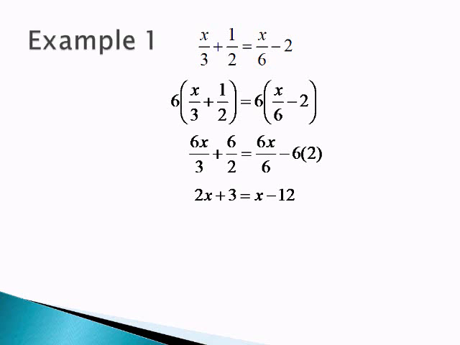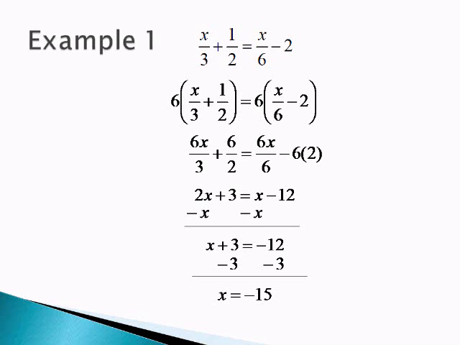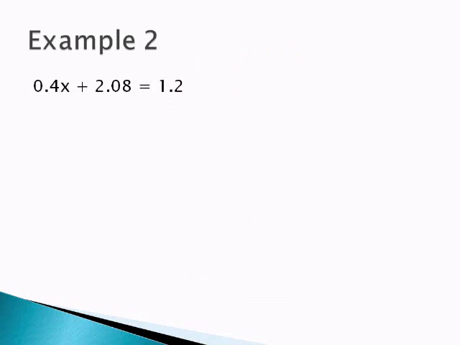Now I can solve this like we solved equations yesterday. Move over the smallest x to get all the x's together. Simplify by combining like terms. And finally, to get rid of the plus 3, we subtract 3. And I'm left with x equals negative 15. That's a nice shortcut with fractions. Multiply by the least common multiple.